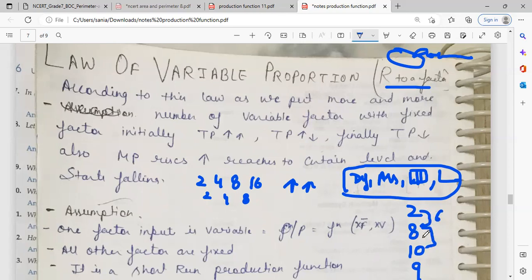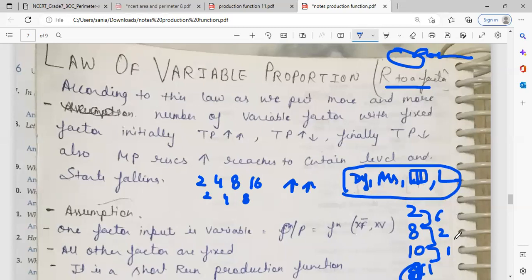8, 9, 10. What's the difference? 2. And over here 1. Right? Though it is increasing till here, but what is happening? They are increasing but at diminishing rate. The rate is decreasing. Earlier you were gaining 6, then 2, then 1.